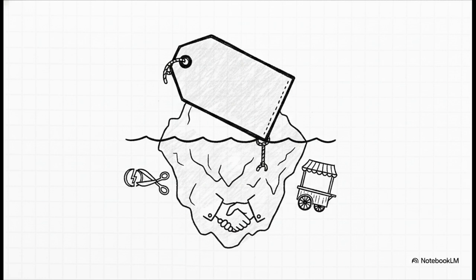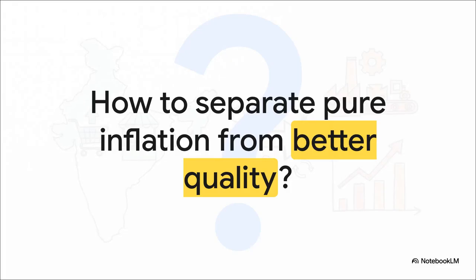For example, a producer might have a quoted list price of 1,000 rupees for a product. But after hidden discounts, special rebates, and long-term bulk contracts, the actual price the buyer pays is much, much lower. If our new index only captures those list prices, it's going to completely misstate the actual level of inflation. And this brings us to a really fascinating methodological difficulty.